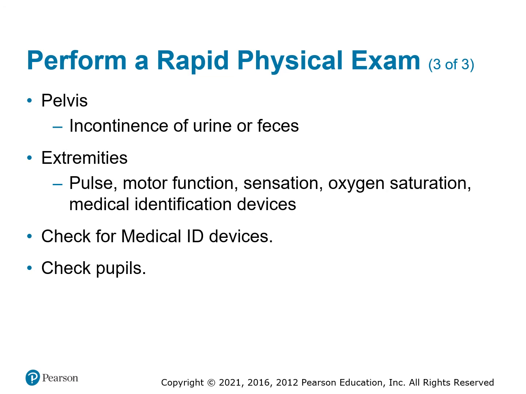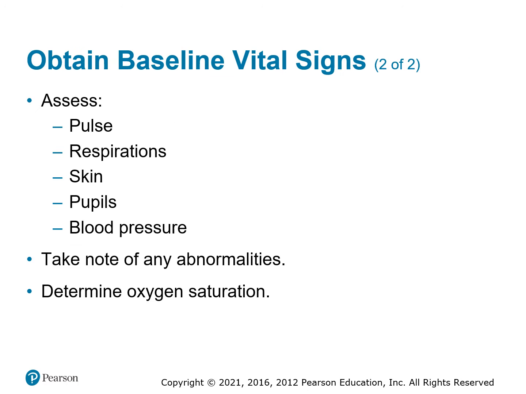Pelvis, because it's not trauma, we're not concerned about the structure of the pelvis, but we're looking for incontinence. Can they maintain their bladder and bowel? If they don't, that's a sign there's a problem. Extremities, we're looking for circulation, motor function, sensation, oxygen saturation. Put a pulse ox on them. Look for medical devices or medical identification devices. Do they have a bracelet on that tells you what might be wrong? Check the pupils. Are they round, reactive to light?